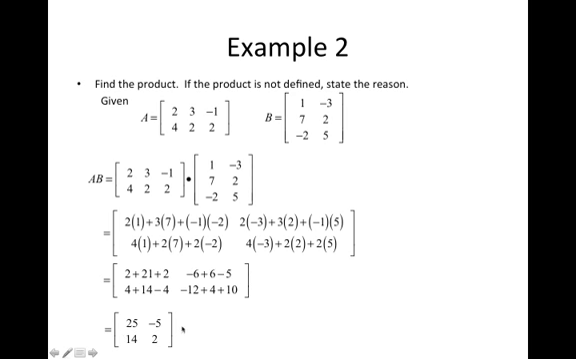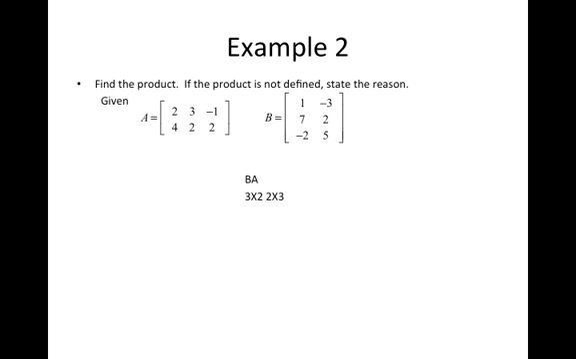Okay, so let's do B times A. Well, for B times A, I'm going to be doing this 3 by 2 matrix times this 2 by 3 matrix. So again, you check that the middle two match. If they don't, then the multiplication is not possible, and your reason is dimension mismatch. Just like with addition, if they didn't have the same dimensions, there is a dimension mismatch. For multiplication, if the middle two numbers don't match, there's a dimension mismatch.